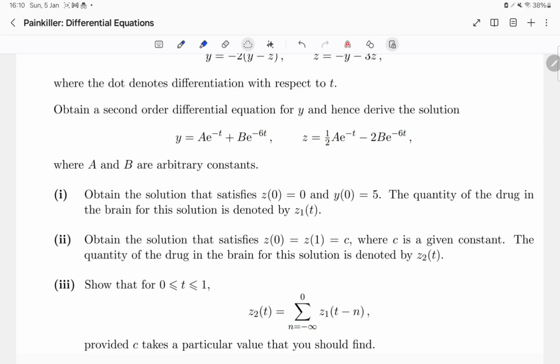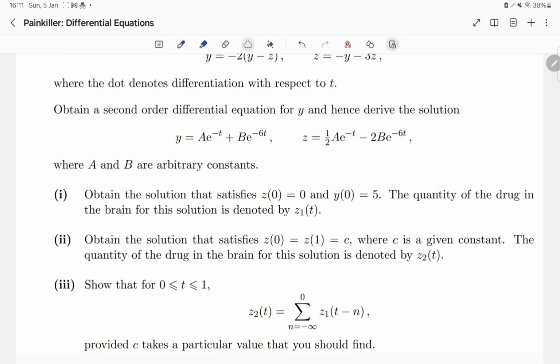Part 1. Obtain the solution that satisfies z(0) equals 0 and y(0) equals 5. The quantity of the drug in the brain for this solution is denoted by z1(t). Part 2. Obtain the solution that satisfies z(0) equals z(1) equals c, where c is a given constant. The quantity of the drug in the brain for this solution is denoted by z2(t).